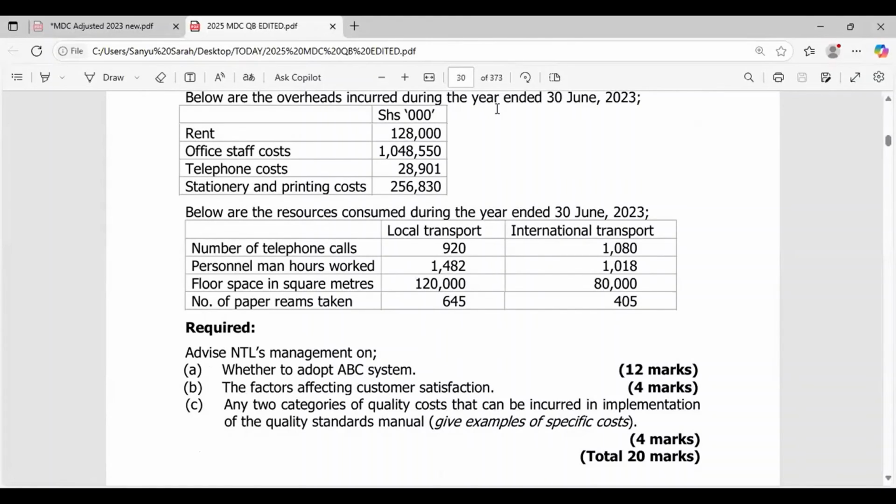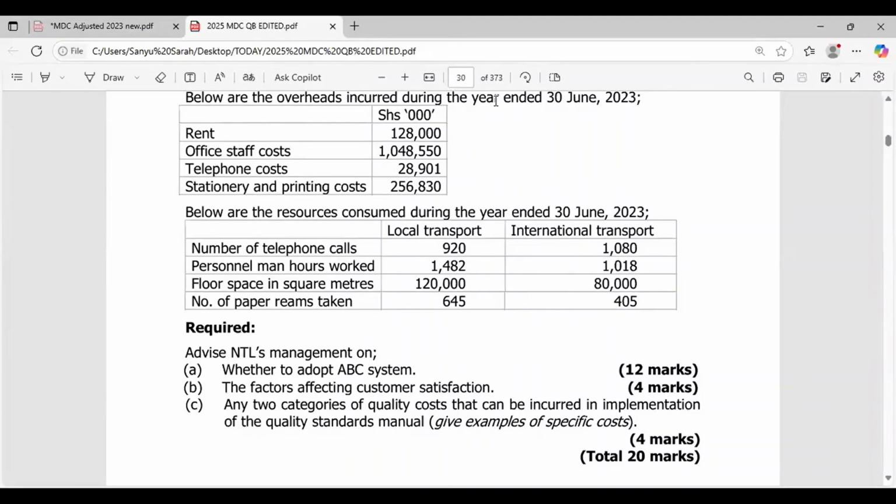Required: advise NTL's management on whether to adopt ABC system. The factors affecting customer satisfaction. Any two categories of quality costs that can be incurred in implementation of quality standards manual. Give examples of specific costs. So I'm concentrating on part A, whether to adopt the ABC system.